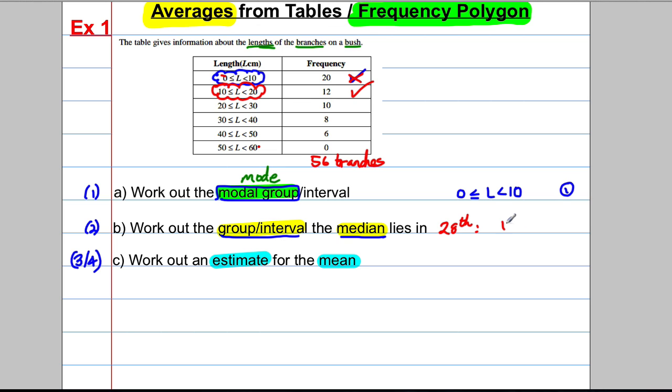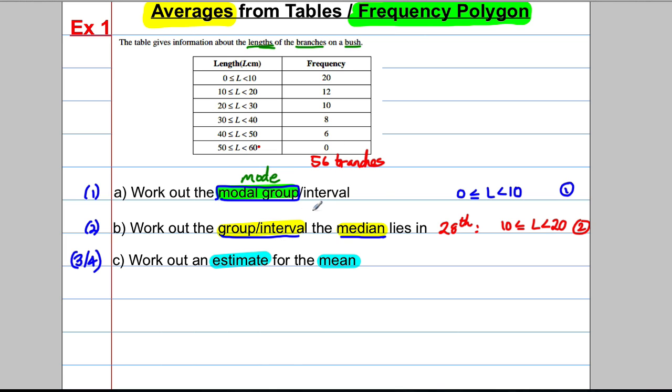So we would say it's 10 less than or equal to L less than 20 for 2 marks. The reason we get 2 marks is, 1, we have to work out the total and halve it, and then we have to see where it lies in here. Okay, lastly, an estimate for the mean. Now this is the one that requires the most work.